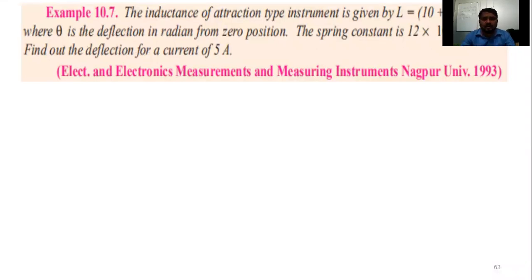The inductance of an attraction type instrument is given by L equal to 10 plus 5 theta minus theta square microhenry, where theta is the deflection in radian. Remember that one, radian from zero position. The spring constant is 12 into 10 to the power of minus 6 Newton meter per radian. Find out the deflection for a current of 5 ampere. What they have asked here now?